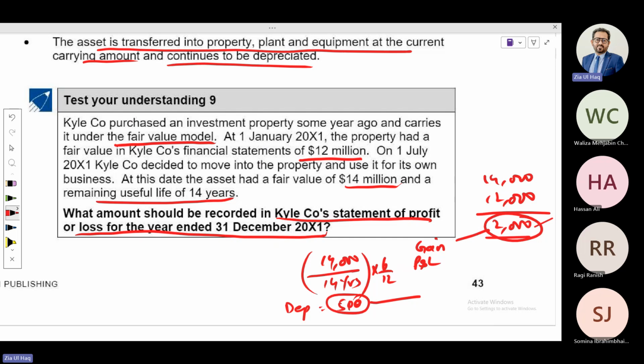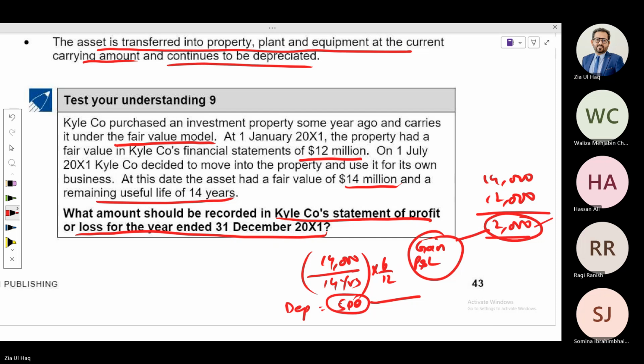Yeah, not in other comprehensive income, in profit and loss account. This is relating to investment property. Any revaluation gain relating to PPE will be charged to other comprehensive income as revaluation surplus. But this gain is on investment property. Before converting to PPE, we need to revaluate it. So any gain or loss on revaluation of investment property should be charged to profit and loss account. Investment property has no link with other comprehensive income.